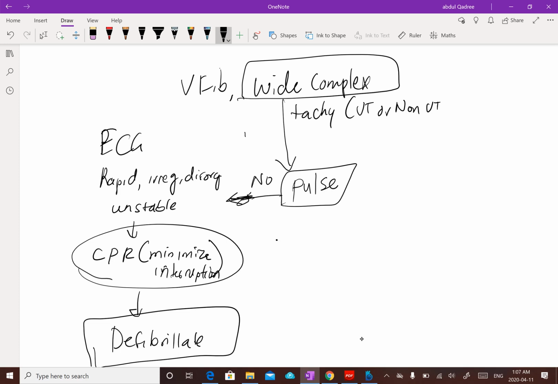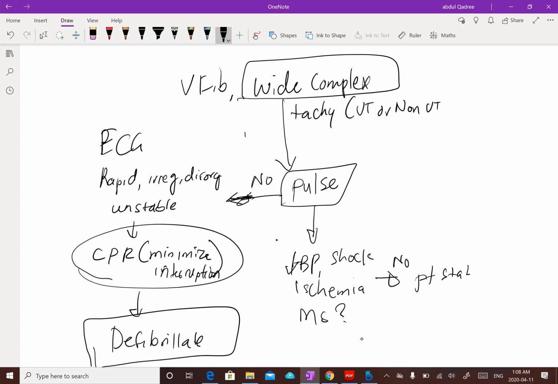And if the pulse is present, then what do you do? You want to check: is there low blood pressure, hypotension? Is there shock? Is there ischemia? Or is there a change in mental status? Is there any of these? If not, then you find out whether the patient is relatively stable. After checking low blood pressure and everything else, if they don't have it, the patient is stable.